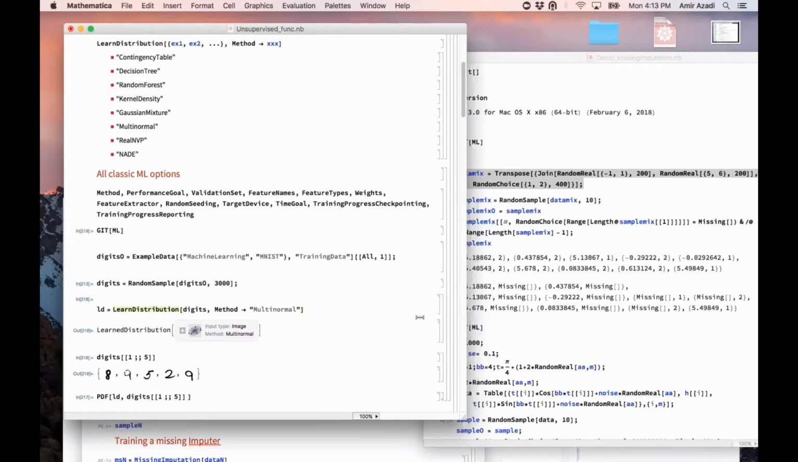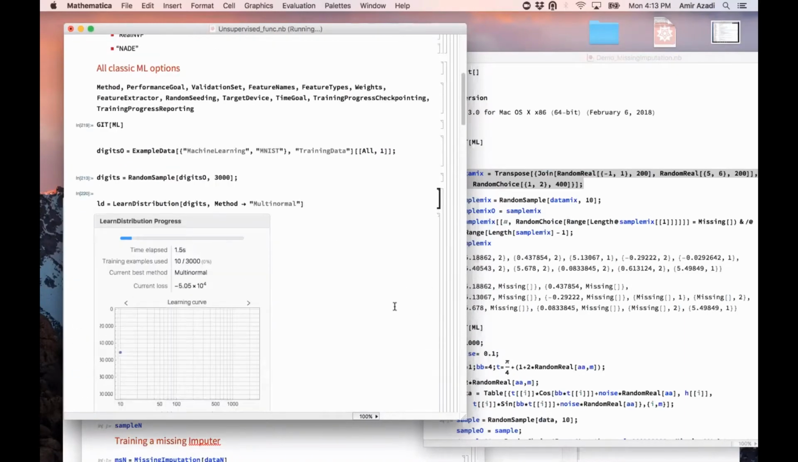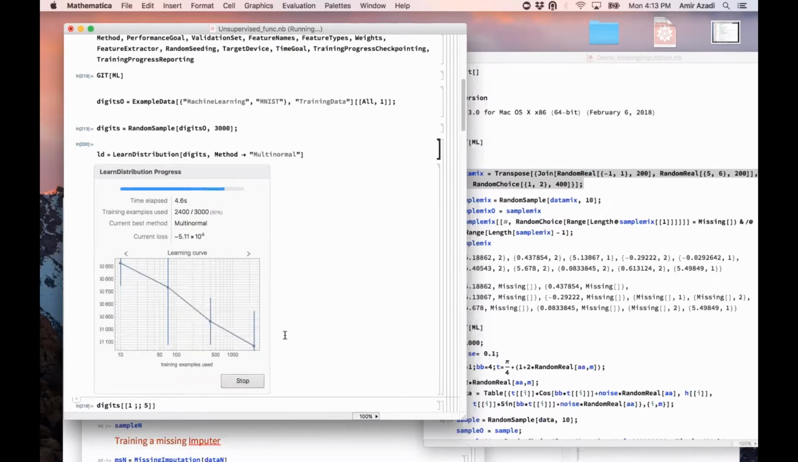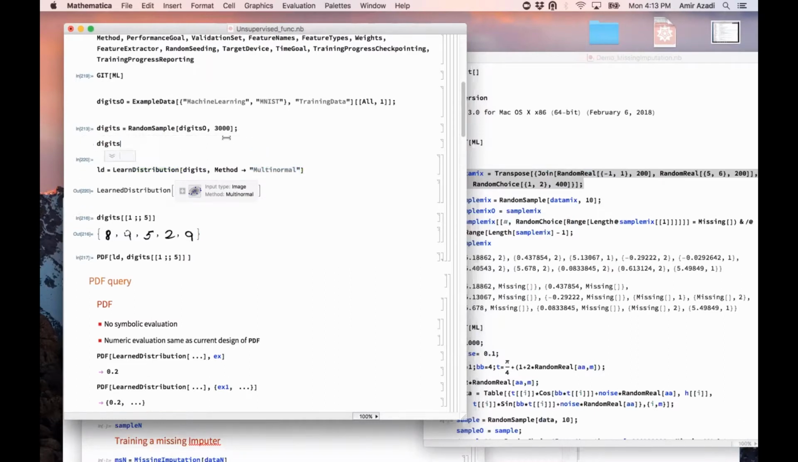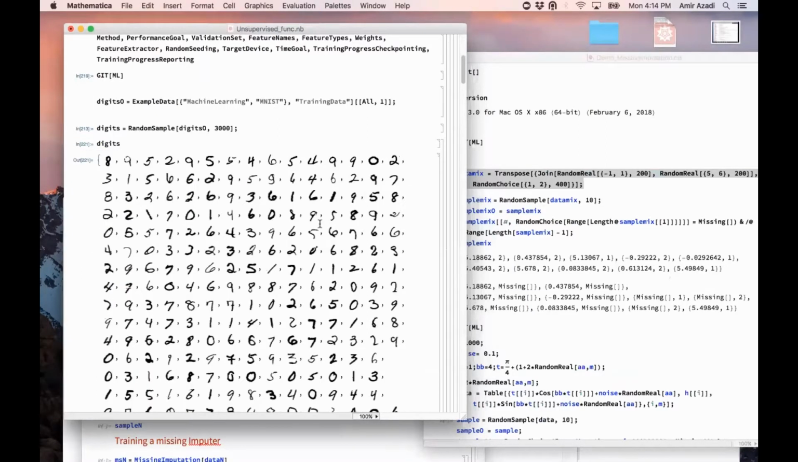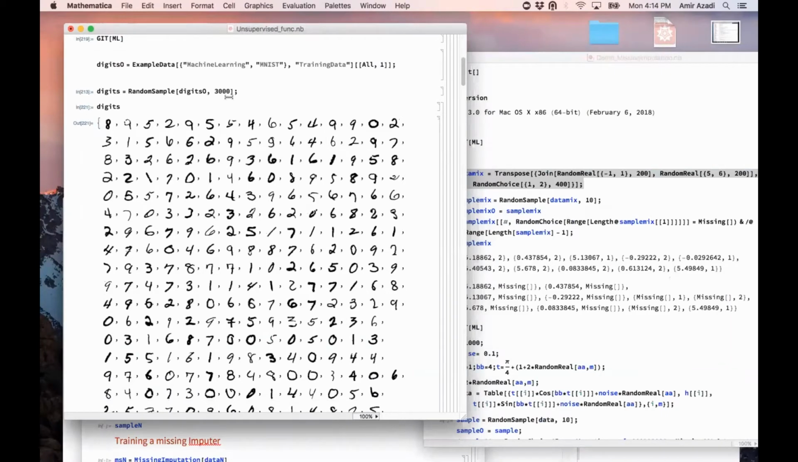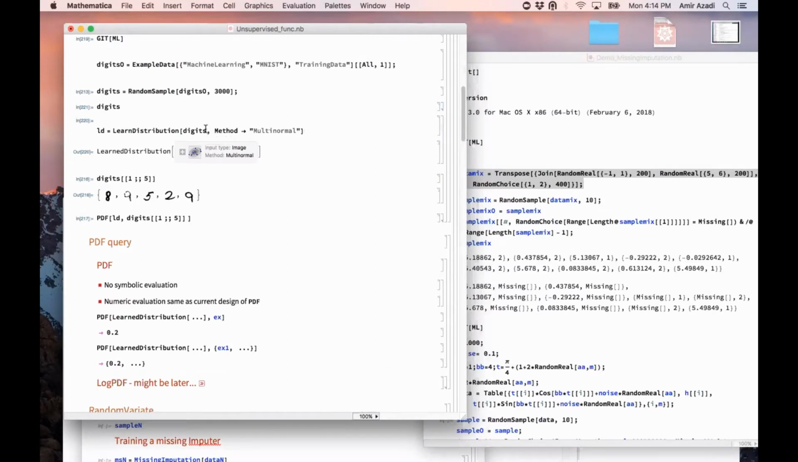Let's look at, for example, learn distribution on digits. Show us digits. Okay. Yeah, so there's like a 3,000 sample from MNIST digits. Why did you use example data rather than resource data there? Just no reason. Okay, that's fine. It would be better to use resource data, yeah.